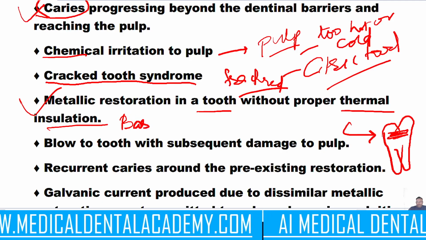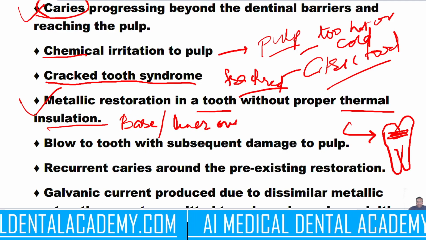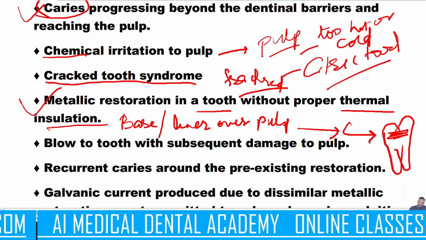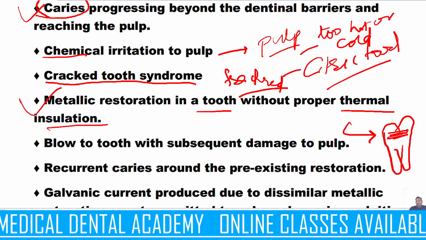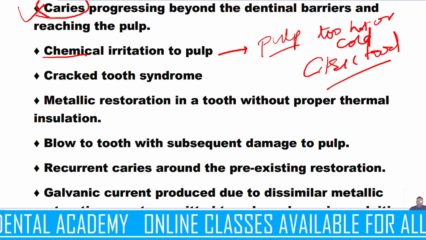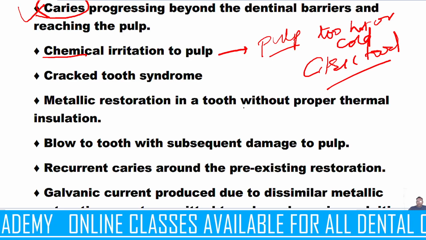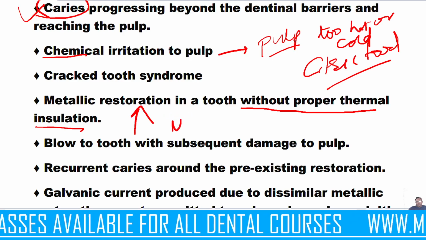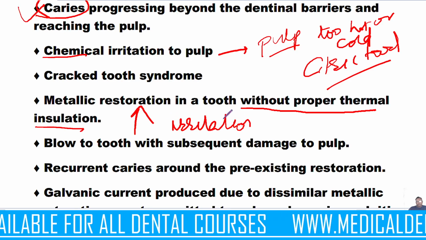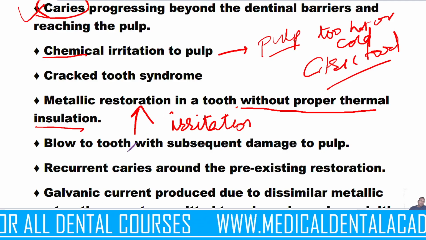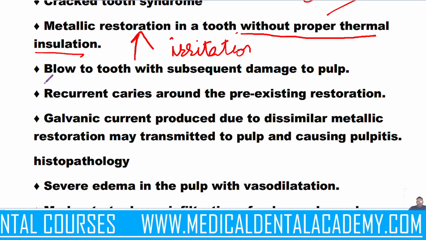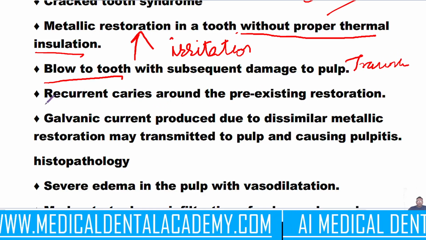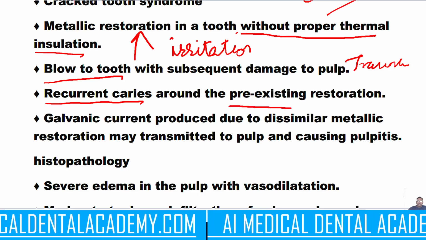Base or liner over the pulp is to be placed to protect the pulp. Now if we don't apply this base or liner and just give the restoration, then there are chances that heat will transfer. So due to improper thermal insulation, there are chances of irritation to the pulp. Then a blow to the tooth with subsequent damage to the pulp. This is a sort of trauma only. Caries once again around a pre-existing restoration.